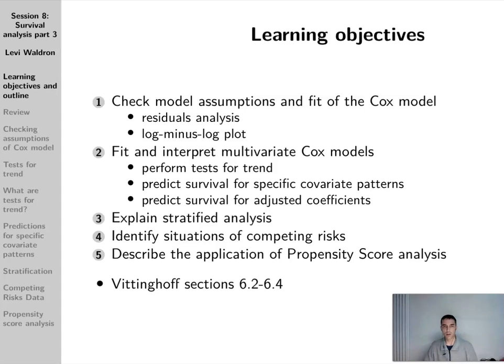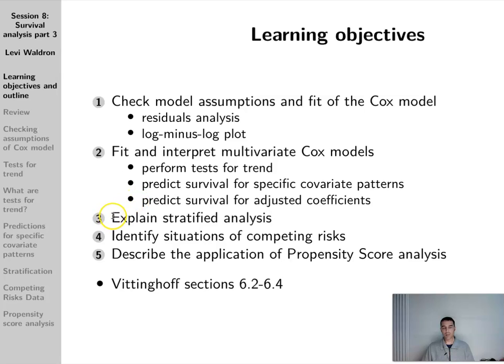Your learning objectives are going to be learning to check model assumptions and fit of the Cox model through residuals analysis and the log minus log plot, to fit and interpret multivariate Cox models. And some of this goes for all the kinds of multivariate models that you've learned, such as the test for trend, making predictions for specific covariate patterns, and predicting outcomes for adjusted coefficients. These are maybe less used, but they are potentially useful across all of the kinds of regression that you've learned.